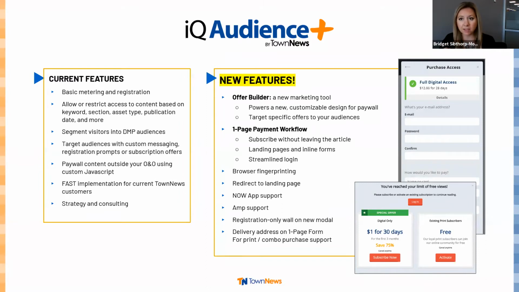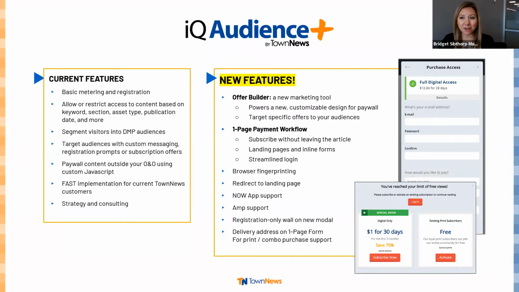On top of the Audience Plus platform, we have added a significant amount of new features focused on user experience. But I want to take just a second to go over at a high level what was the original set of features for Audience Plus, and that's here on the left of this slide. So you could do your basic metering and registration. You can allow or restrict access to content based on section, keyword, and that sort of thing. All those are things that you could do with the legacy subscription platform.